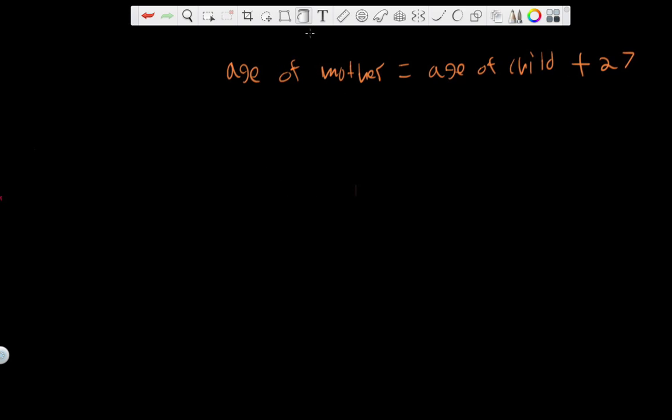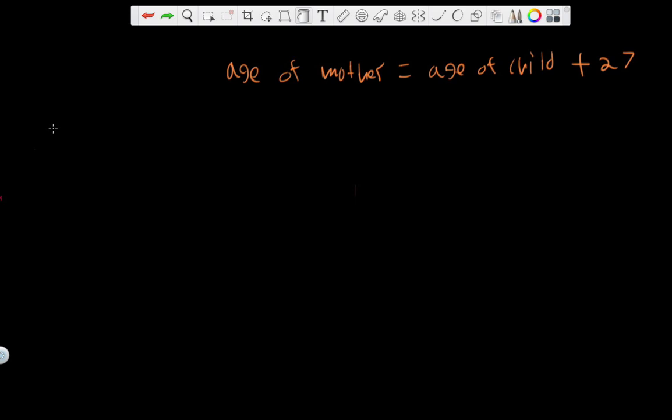So this right here is an algebraic equation. And if we know one or the other, we can solve for one or the other. So for example, if we know the age of the mother, we can simply solve for the age of the child by subtracting 27. Now, one thing we utilize in setting up these algebraic equations is let statements.